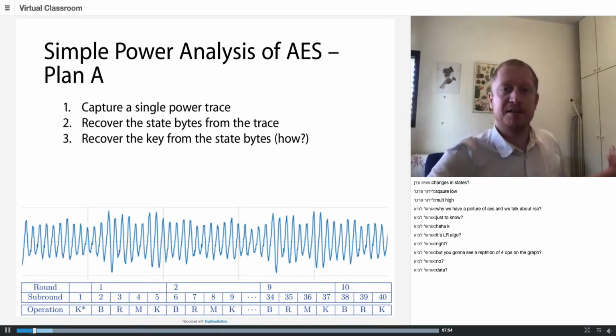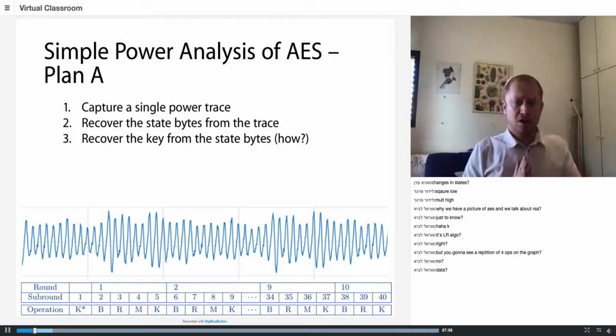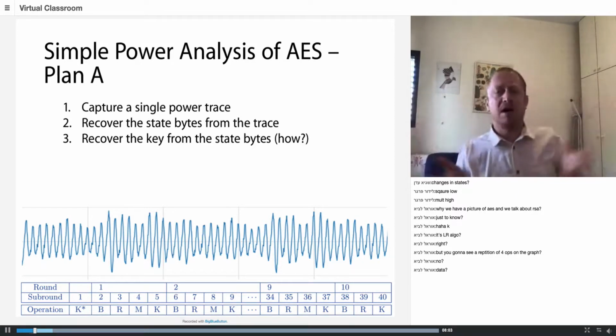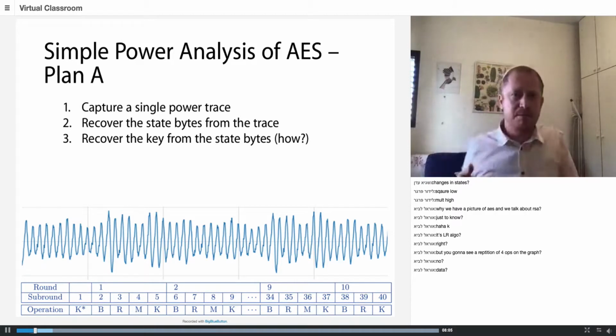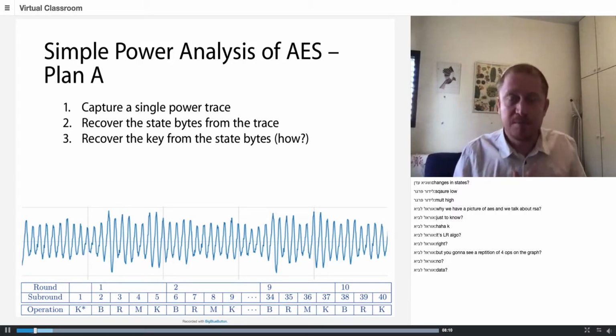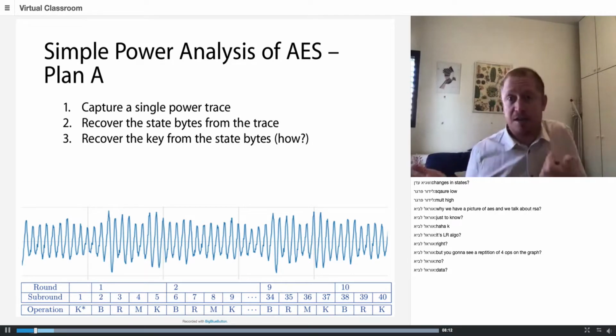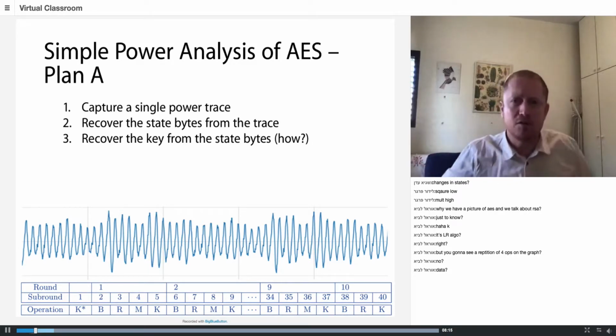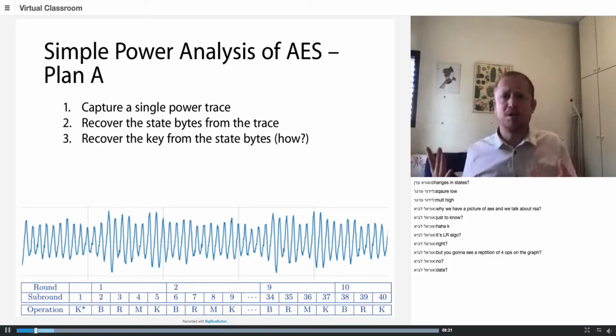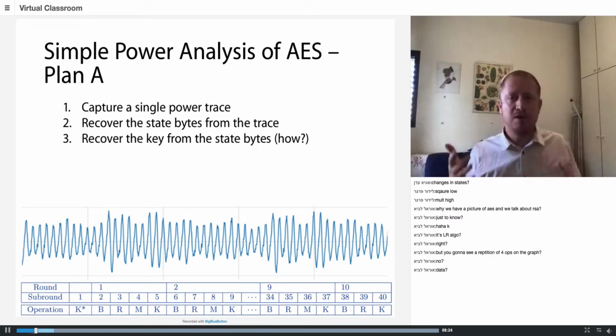So my plan is I'm doing simple power analysis. I have a device under test. I cut the power supply and put a probe, or an EM probe on top, and I have it encrypt a plaintext. I send the plaintext, and this device under test is going to encrypt it using AES with an unknown key. While this encryption is happening, I am running my measurement device, my scope, and measuring a power trace.